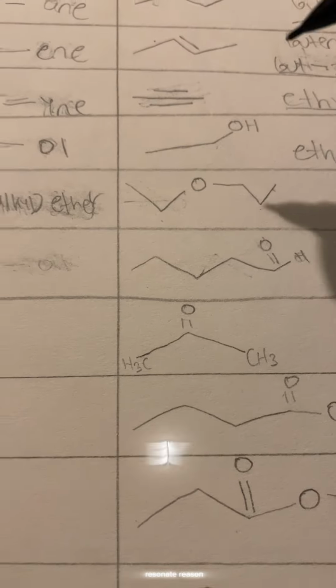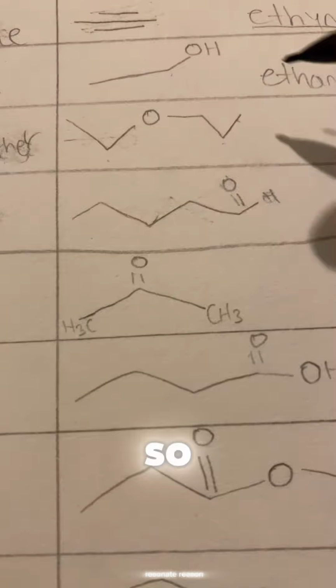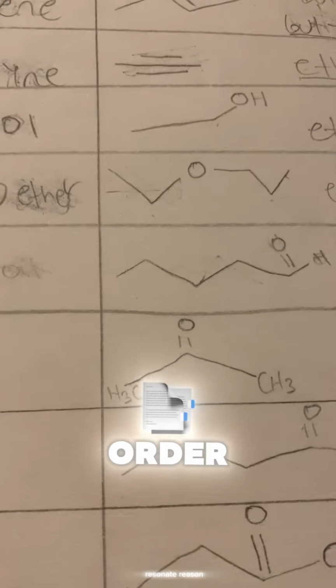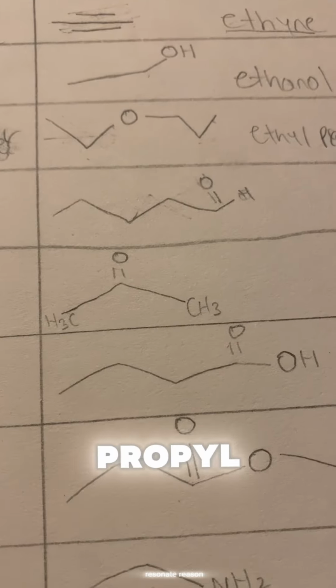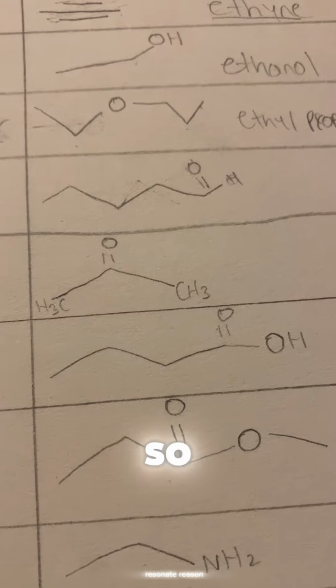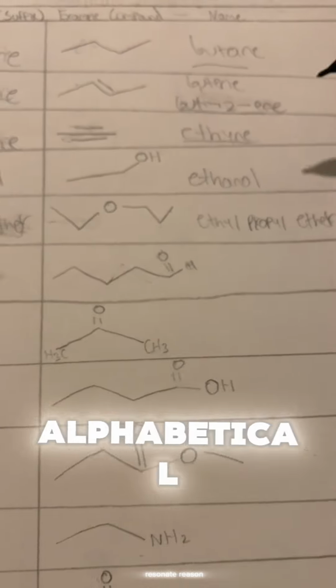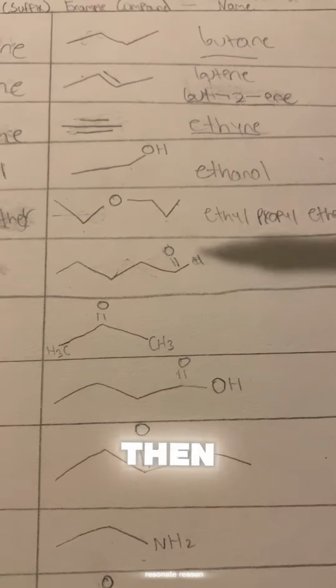Now we're going to list this by alkyl and then ether. So first we have ethyl, because we go in alphabetical order. Then we have propyl, and then we have ether. So it's pretty simple as long as you just remember those key rules. Alphabetical order, we just do alkyl and then ether.